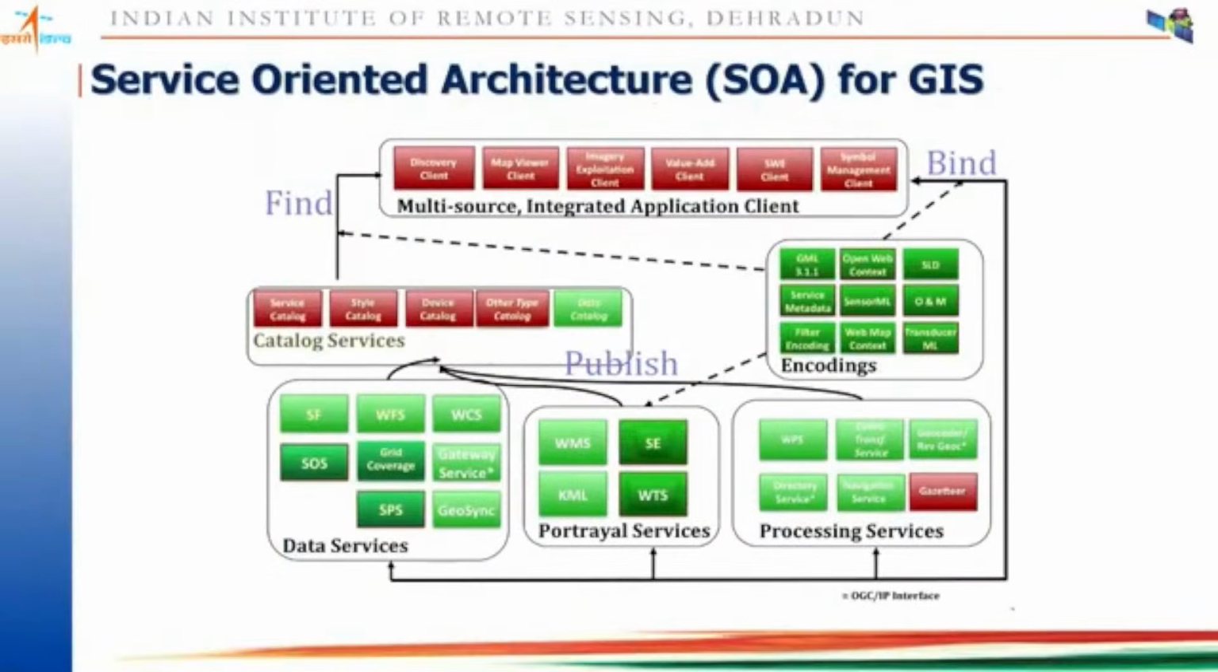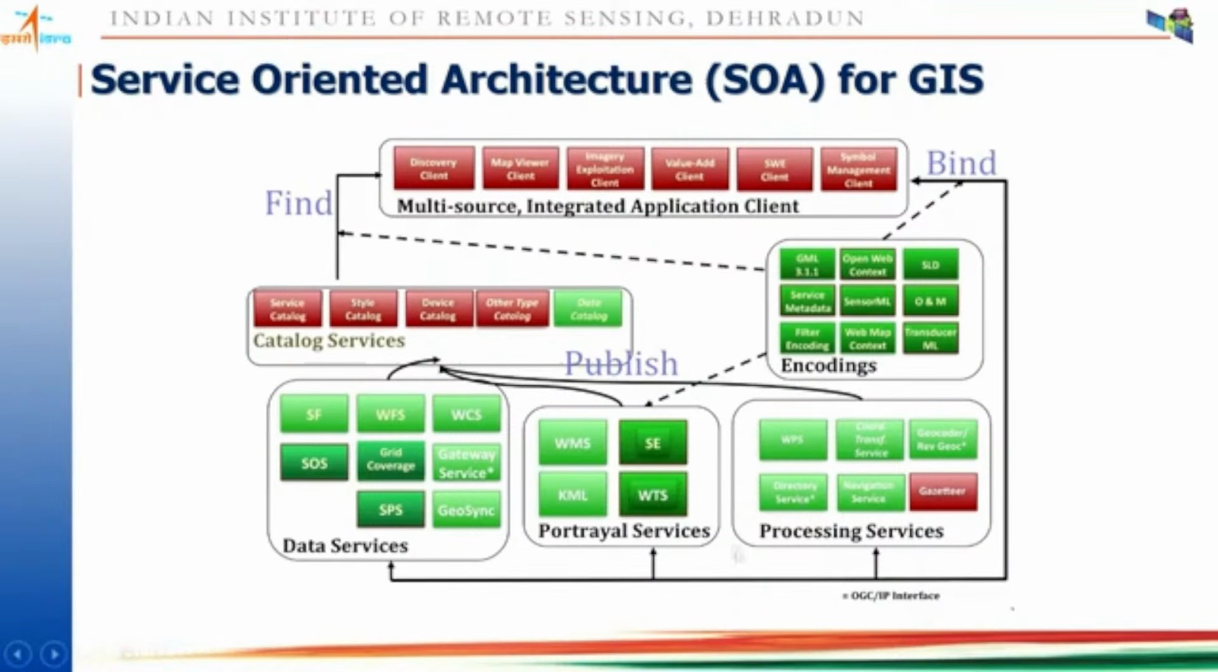So the crux was that we can publish the GIS data as a web feature service, as well as a coverage service, also as a data service basically. Or sometimes if you have some algorithm and you want that algorithm also to be published as a service, that can also be done.